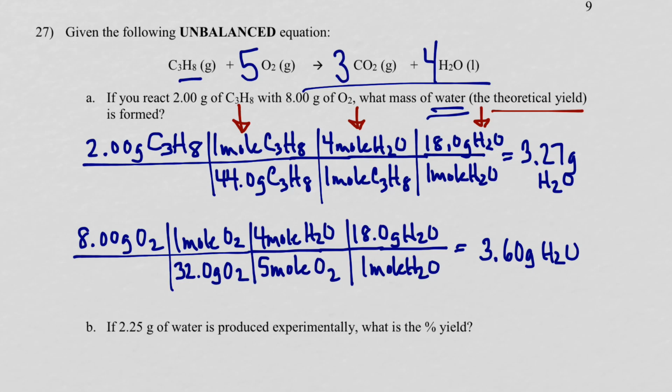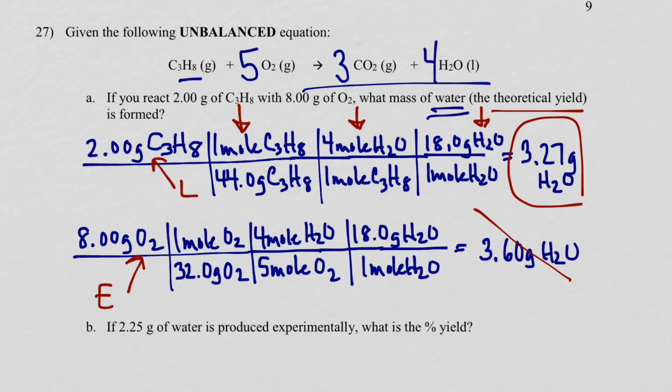So once you get these two answers, 3.27 and 3.60, your true final answer is the smaller of the two, because the idea is when you have formed 3.27 grams of water, the reaction will stop because you will have run out of propane. So propane is your limiting reactant, and oxygen in this case is your excess reactant.